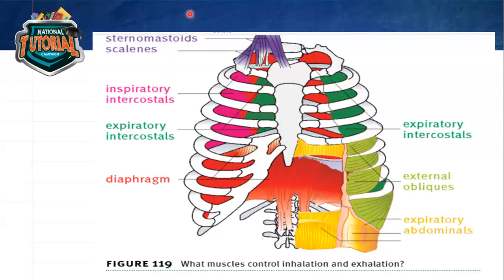Here, the purple one at the very top, they are called the sternomastoid and scalenes over there. And then you've got the inspiratory intercostals here, and the expiratory intercostals over there. And then you also have external obliques and expiratory abdominals. And here, the red that you see is what we call the diaphragm.